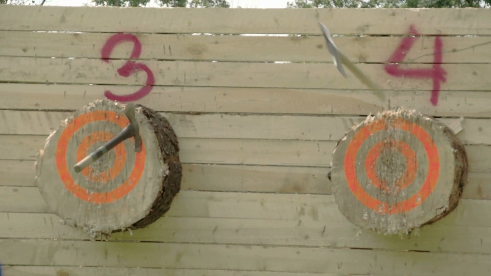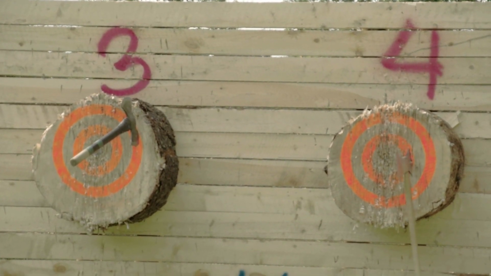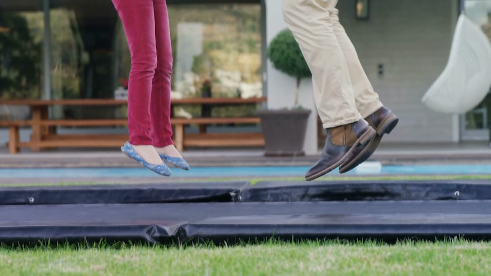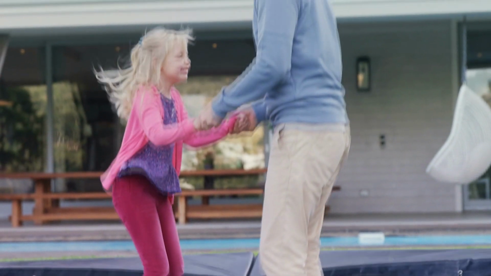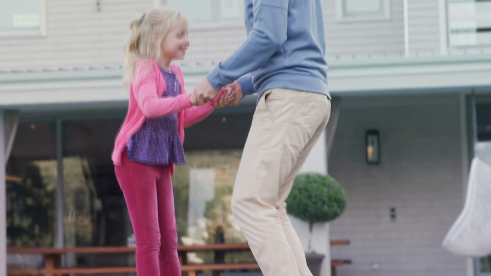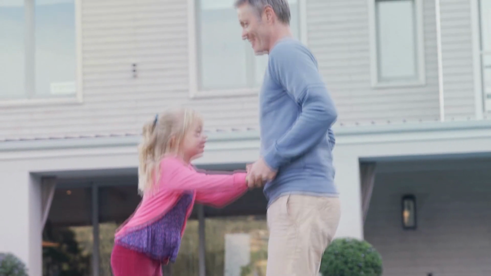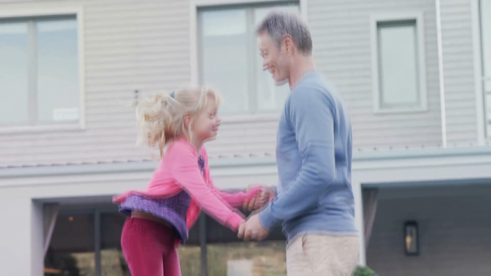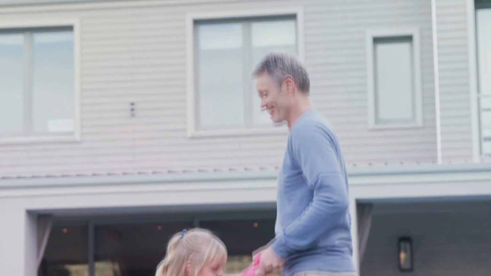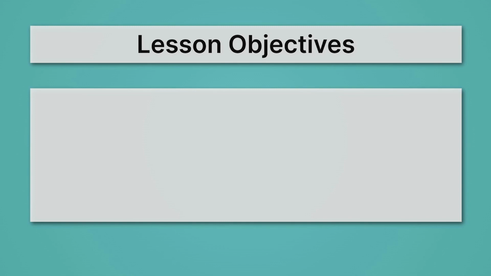Not one thing in motion, but two. Like an axe colliding with a target, or a child colliding with the surface of a trampoline. We'll learn how to think carefully about the transfer of energies and how to calculate the velocity of objects before and after they collide. Let's review our lesson objectives for this introduction to Unit 4.